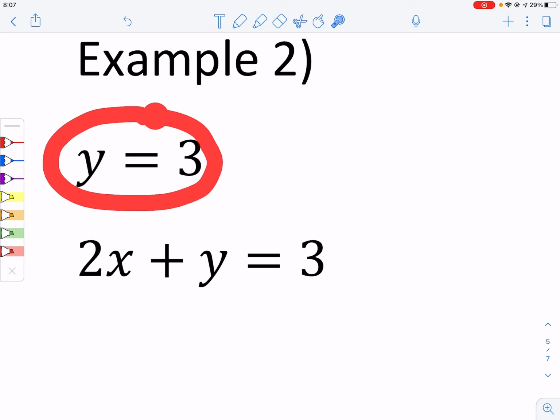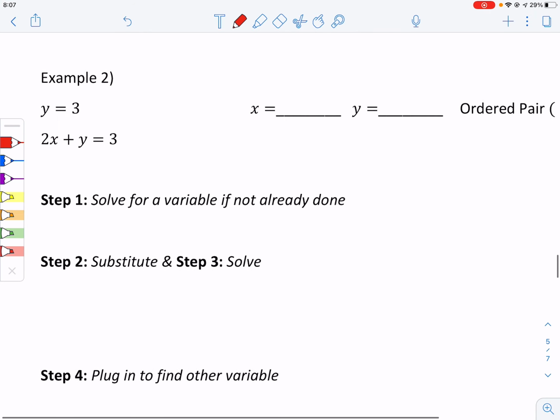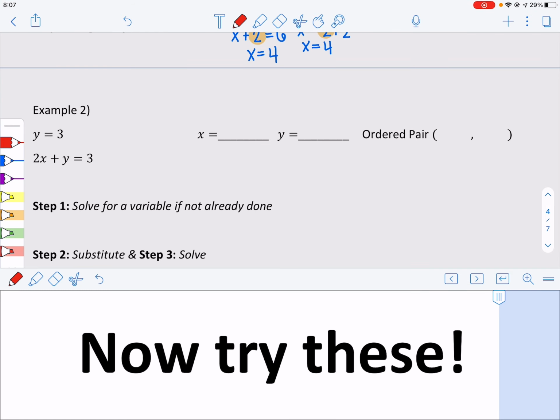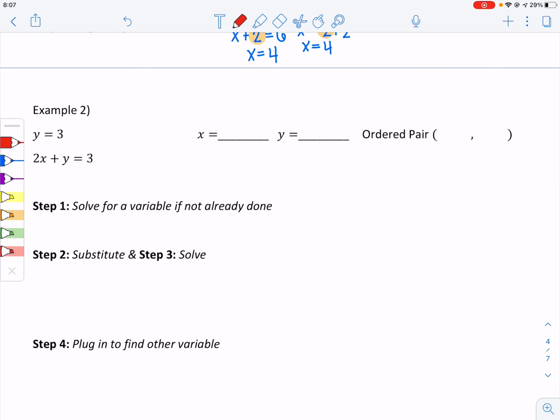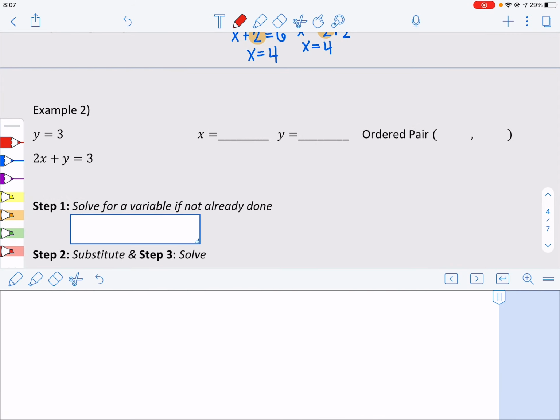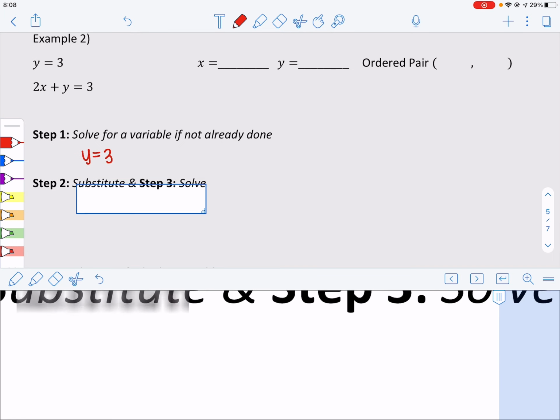Well, in this first equation, the variable is already solved for us. We already have y solved. And again, you don't have to write this always for your step 1, but I'm just going to write down which equation I'm about to use. So I'm about to use that y equals 3.